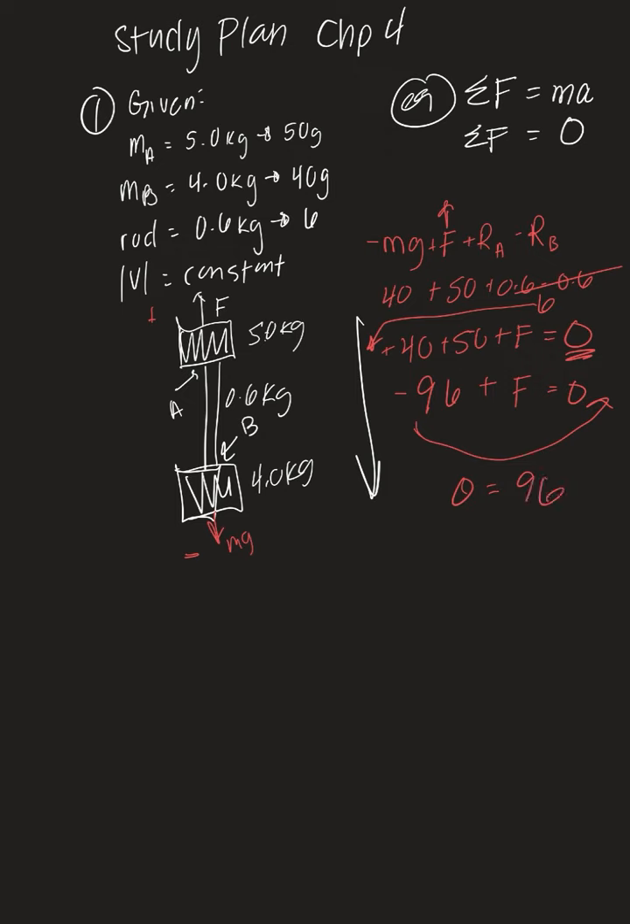We also know how to get our 6. We would do 0.6 times gravity, to get this 6 right here. So to get the 6 in 96, we do 0.6 from the rods times gravity, because we know gravity is 9.8, which equals 6. So then that's when we plug it in. So 6 plus 40 plus 50 equals 0, which means 96, 0.